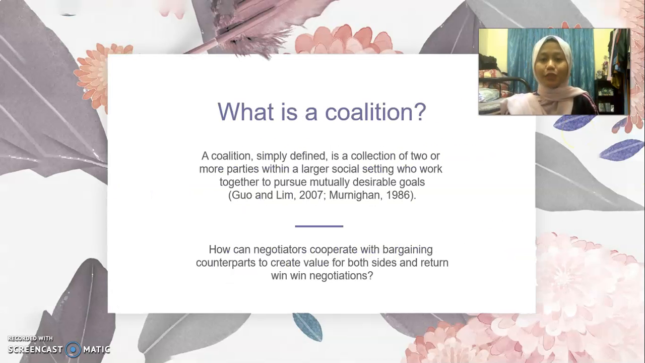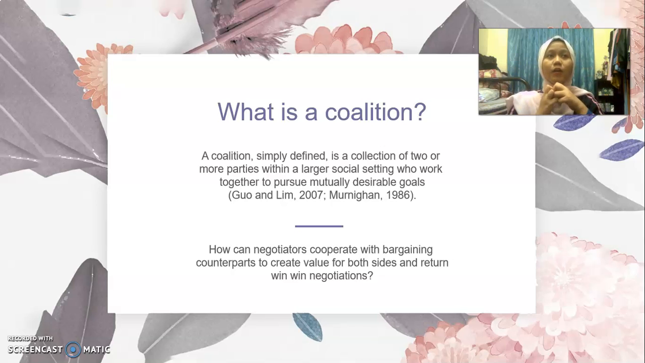So, first thing first, what is a coalition? According to Guo and Lim 2007 and also Meringen 1986, coalition was defined as a collection of 2 or more parties within a larger social setting who work together to pursue mutually desirable goals. So basically, coalition is how 2 or more parties negotiate.